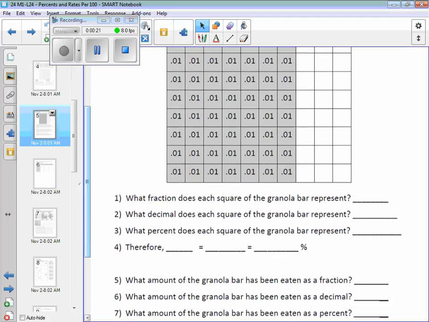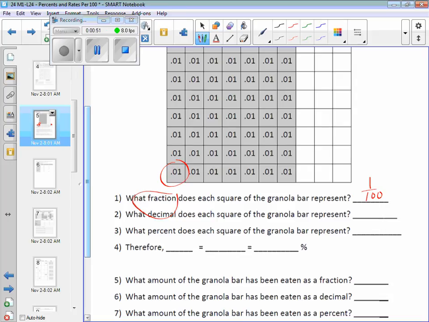What fraction does each square of the granola bar represent as a fraction? Matt? Everybody agree? 1 out of 100 or 1 to 100? This is another one of those pages where it's going to seem kind of basic, but it's important to understand how everything is kind of related.